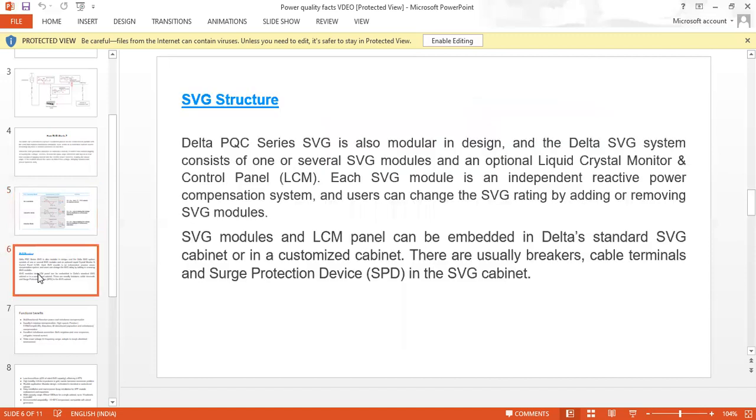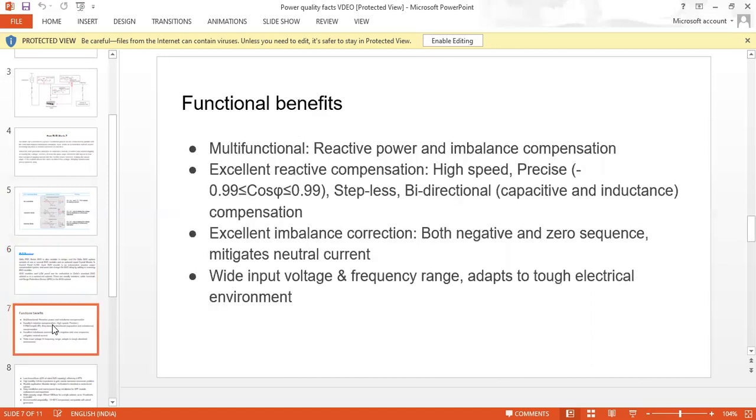SVG structure. The Delta PQC series SVG is also modular in design, and the Delta SVG system consists of one or several SVG modules and an optional liquid crystal monitor and control panel, LCM. Each SVG module is an independent reactive power compensation system, and users can change the SVG rating by adding or removing SVG modules. The SVG modules and LCM panel can be embedded in a Delta standard SVG cabinet or in a customized cabinet, where there are usually breakers, cable terminals, and surge protection devices, abbreviated as SPD, in the SVG cabinet.